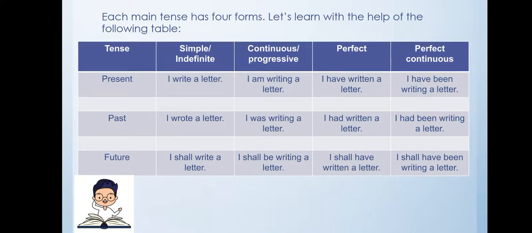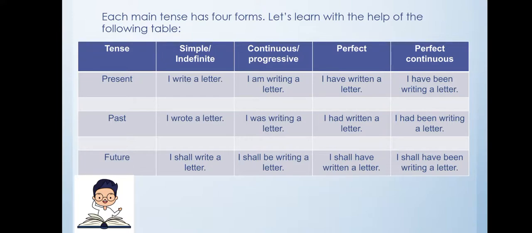Now, have a look at this table minutely to follow this table. Okay, present tense, in its simple present or simple indefinite form will be: I write a letter. And in present continuous tense, it will be: I am writing a letter. In present perfect tense, I have written a letter. In present perfect continuous tense, I have been writing a letter.